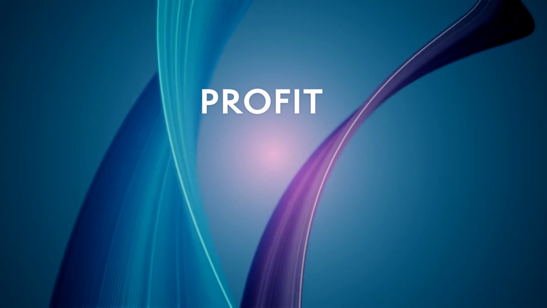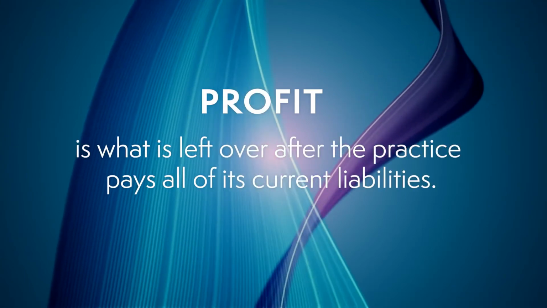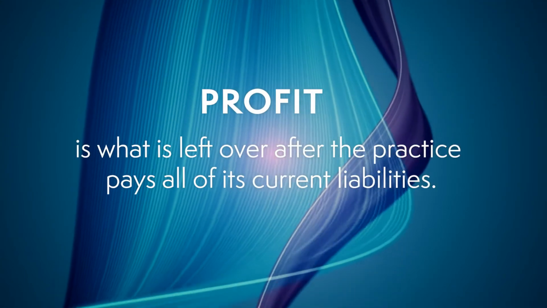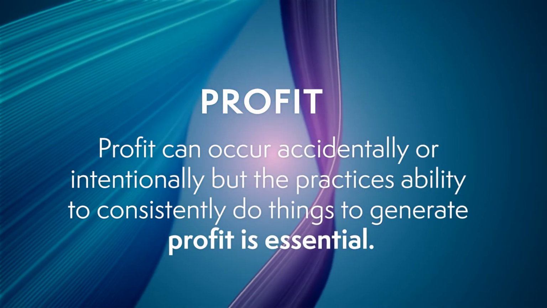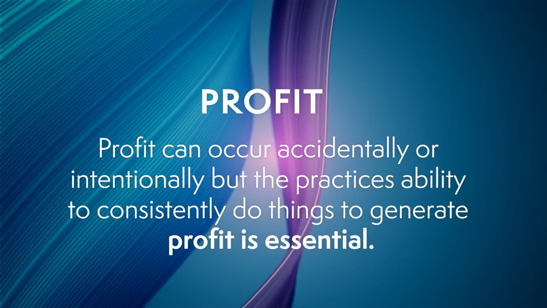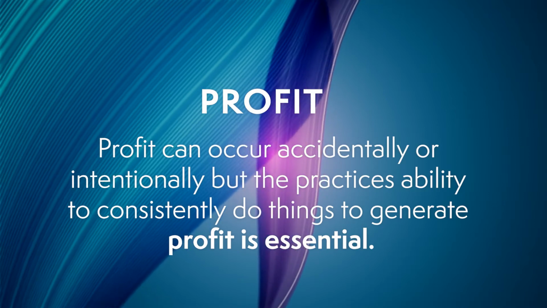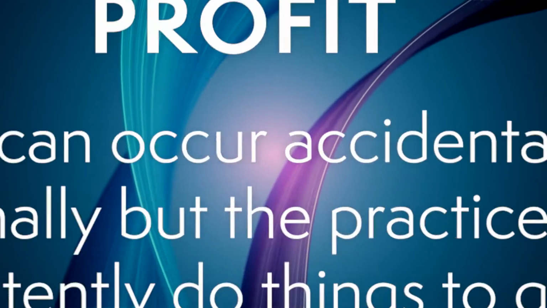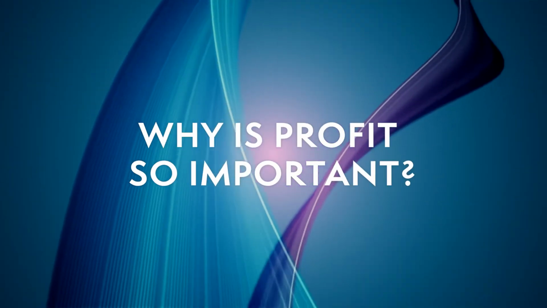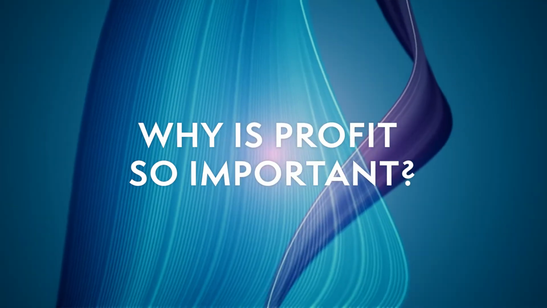The second factor of money in an enterprise is profit. Profit's what's left over after the practice pays all of its current liabilities. Profit can occur accidentally or intentionally, but the practice's ability to consistently do things to generate profit is essential. Why is profit so important? Well, Gerber lists 4 reasons.